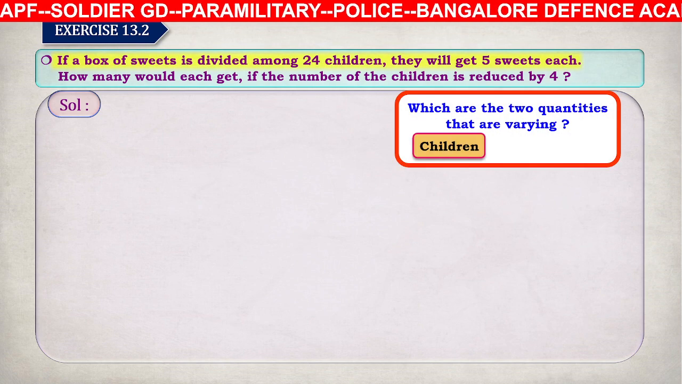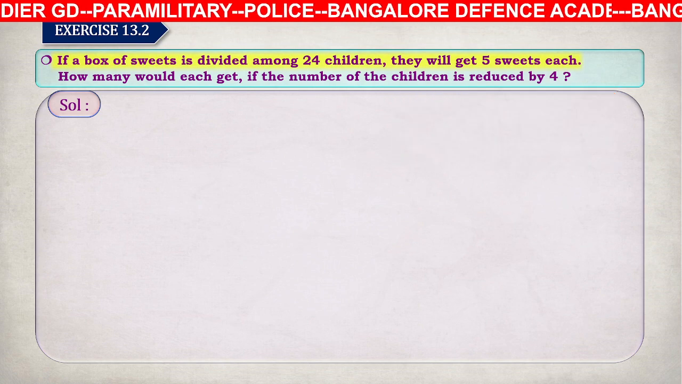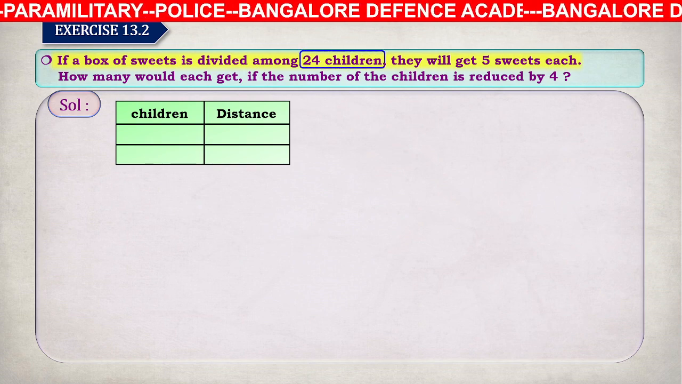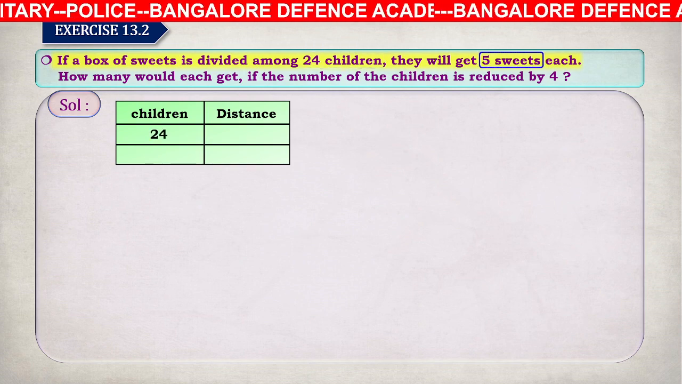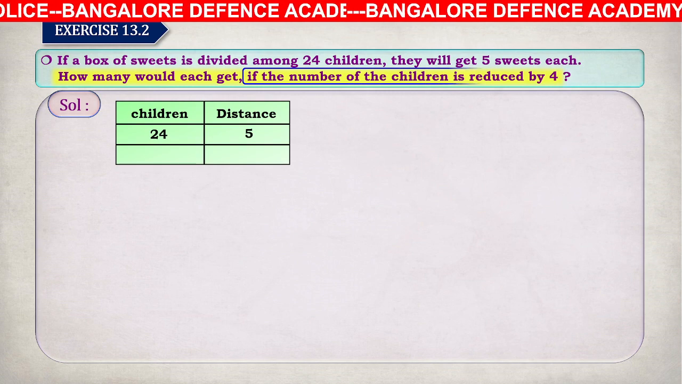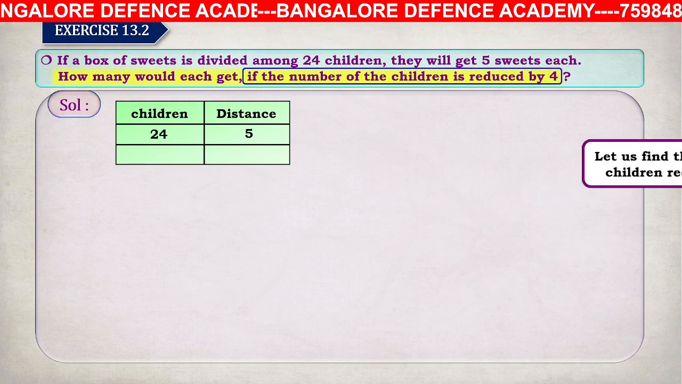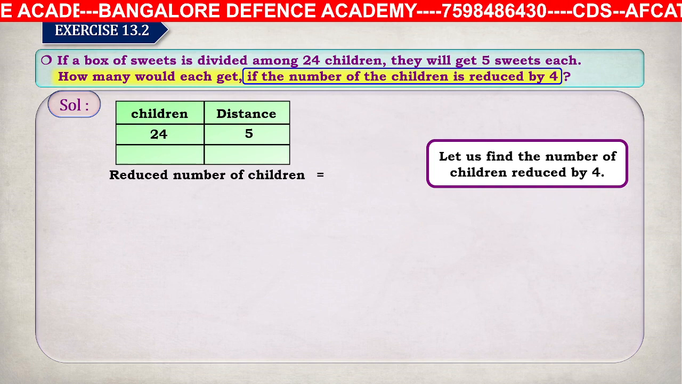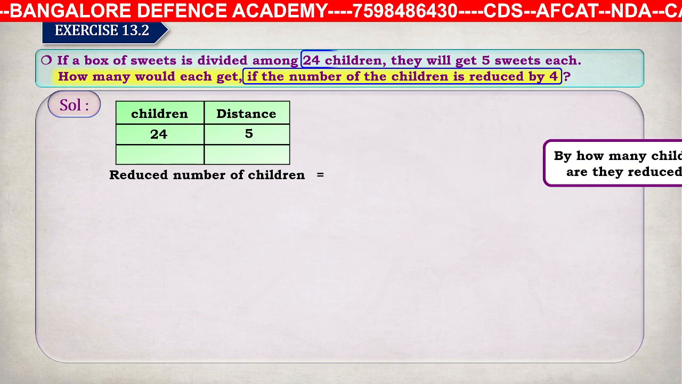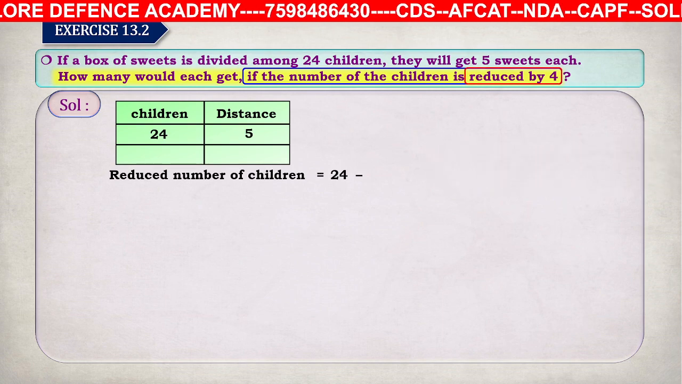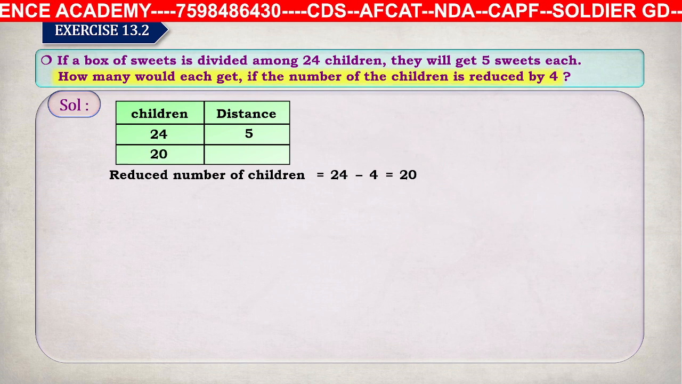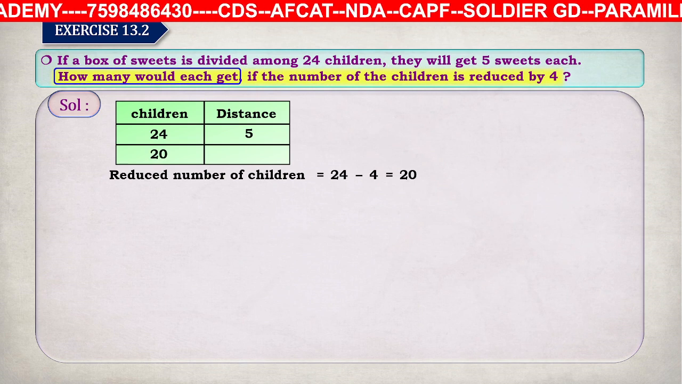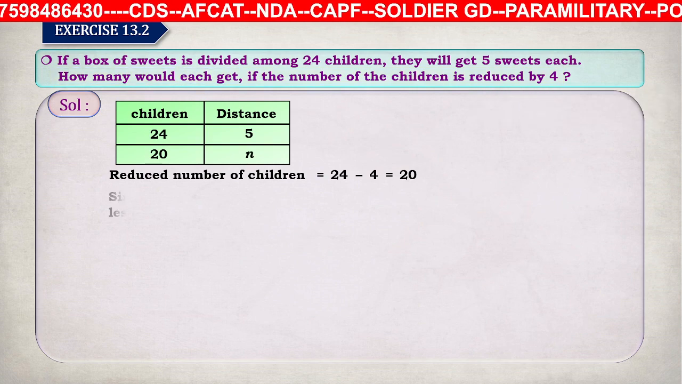So let us try to compare the number of children and the number of sweets they are going to get. I have two things here, children and sweets. So this is 24 children and we have 5 sweets here. If the number of children is reduced by 4, I have to do 24 minus 4, which gives me 20. So 20 children. Now I have 20 children with me. So how many sweets would each one of them get?